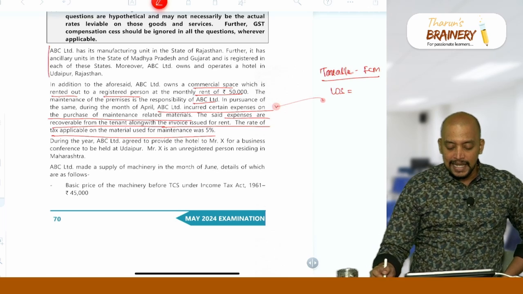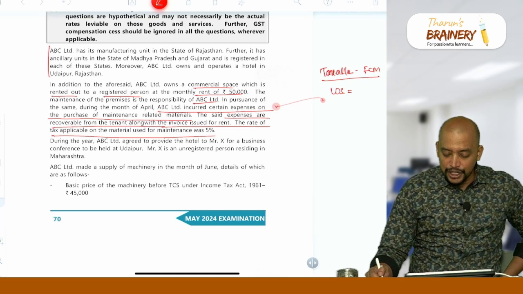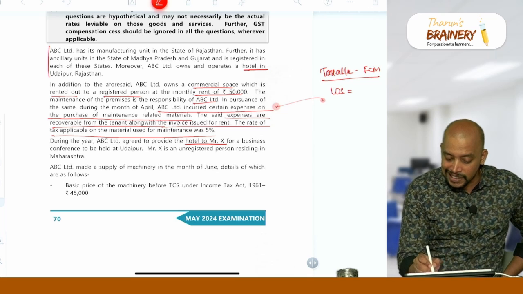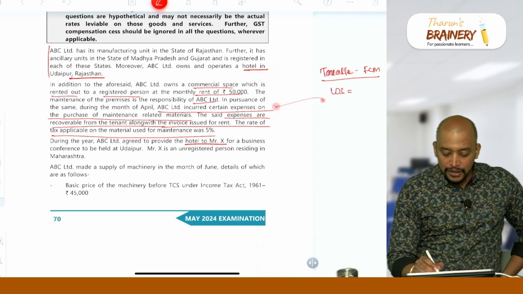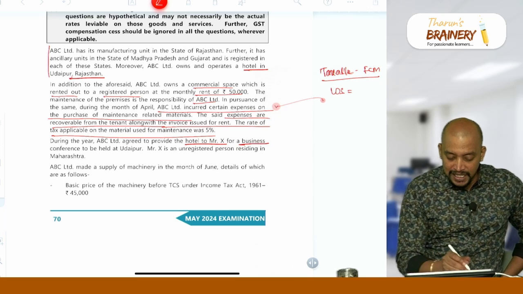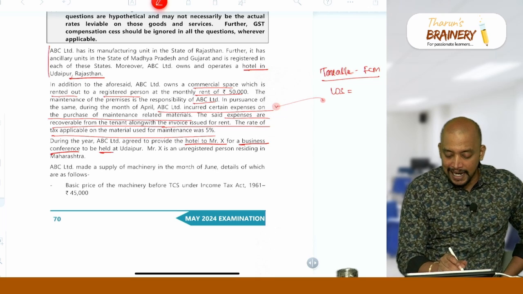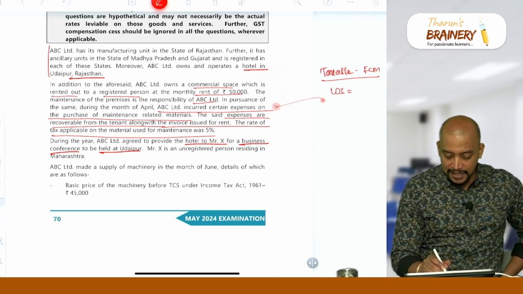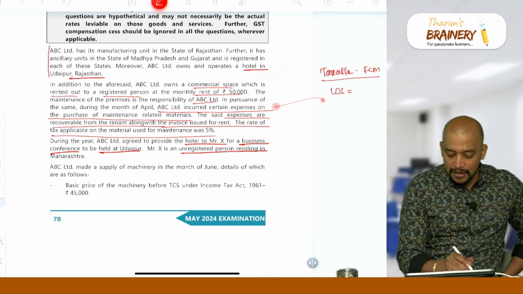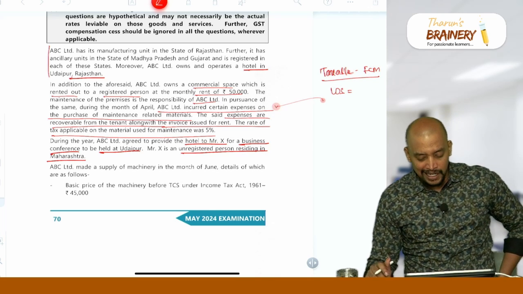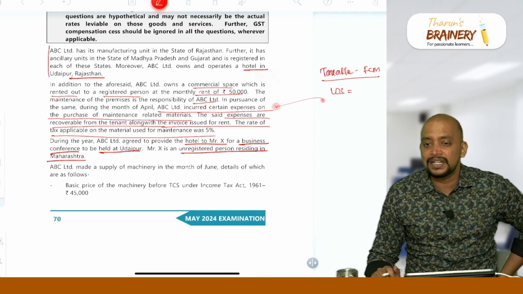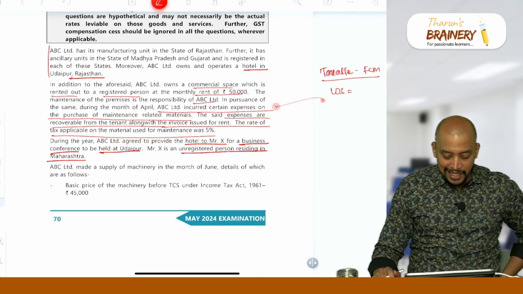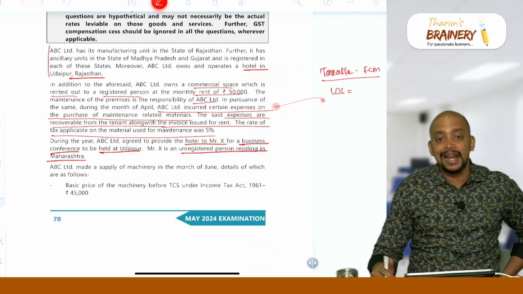During the year, ABC Limited agreed to provide the hotel to Mr. X. Where is the hotel located? In Rajasthan. To Mr. X for a business conference to be held at Udaipur. Mr. X is an unregistered person residing in Maharashtra. Okay. So they gave a hotel. Again, hotel is what type of property? Commercial property. Commercial property given on rent to an unregistered person.